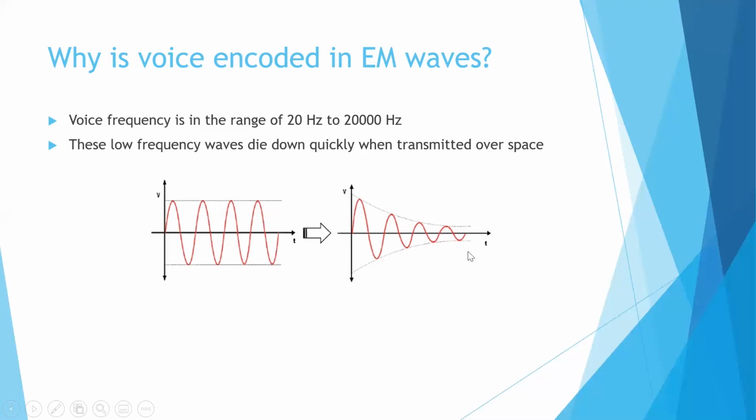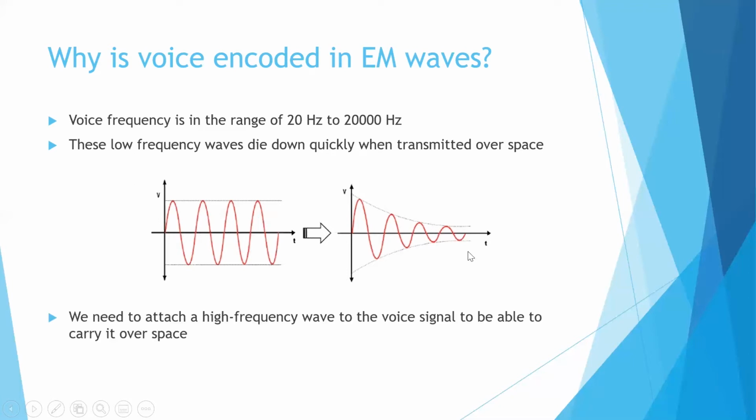So what happens is that a voice signal, a low frequency signal, dies down because of damping effects in the atmosphere. So what we have to do is attach a high frequency wave on top of this information signal or the voice signal, to be able to make it all the way to the next point. So this high frequency wave is called a carrier wave. You can think of it like a bus, and this information signal as the passenger, and the bus carries the passenger to the destination.